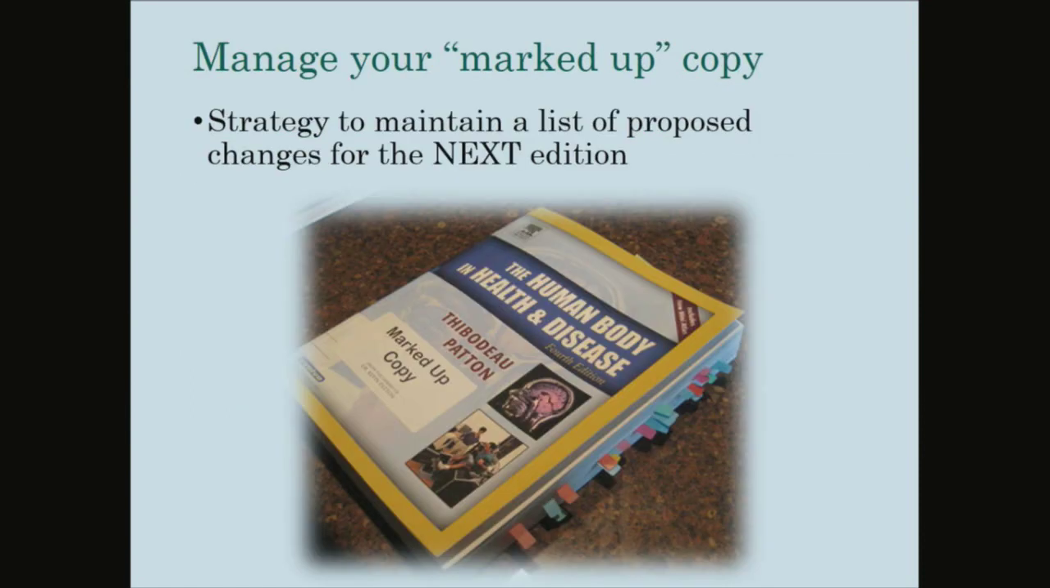Because it's a lot of work to produce a textbook, and if we can reduce the amount of time we're spending on the book and increase the amount of time we're spending on other things, that improves our life, right? That's my goal. And here are some things I've found that have helped me get closer to that goal. I don't think I'll ever achieve it, but I'm getting closer. So the first thing I'm going to talk about is the idea of a marked up copy.